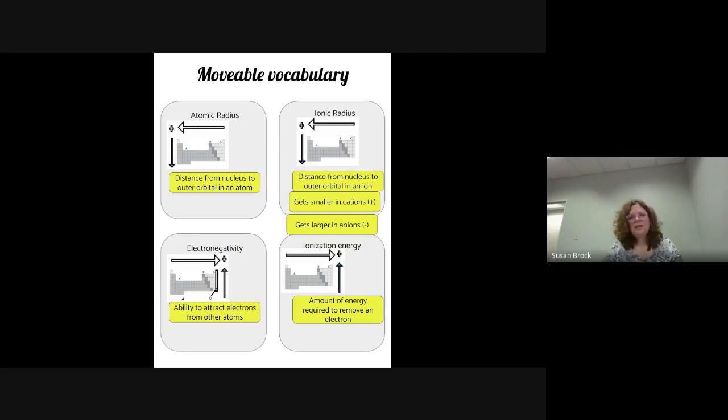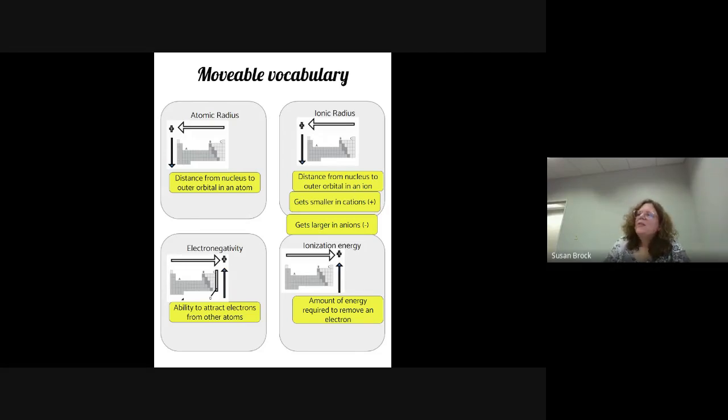Atomic radius. Atomic radius is how big the atom is. That's all we're saying. We're saying the size. Okay, so it's the distance from the nucleus to the outer orbitals. All right, that's the size we're talking about. So basically the diameter, right? Not the radius. I think I just said those right. My husband over there will correct me in a second if I didn't.